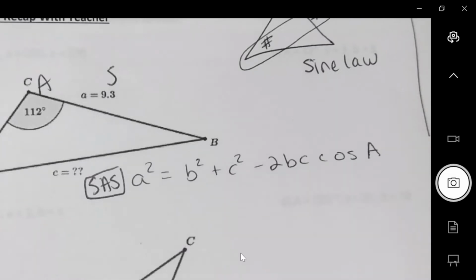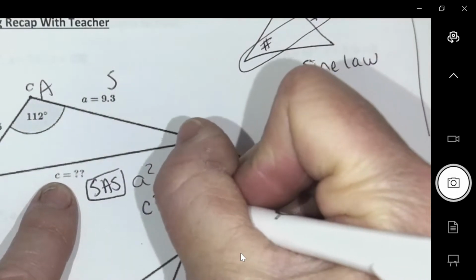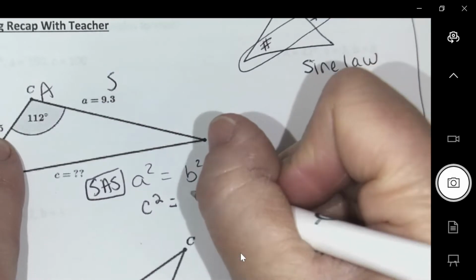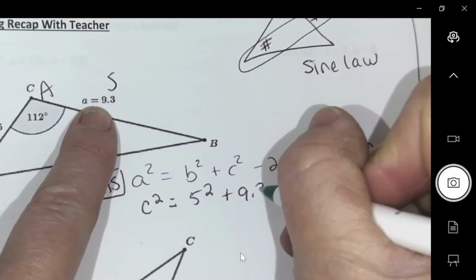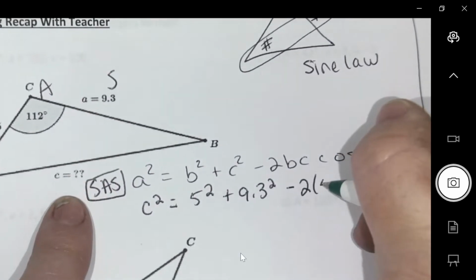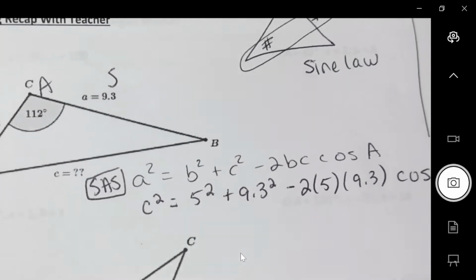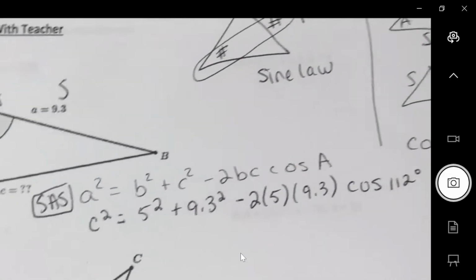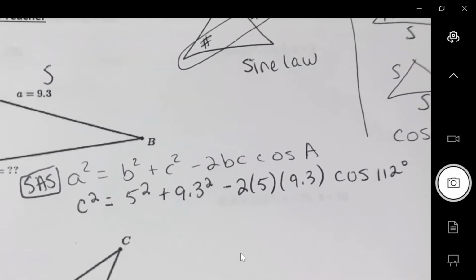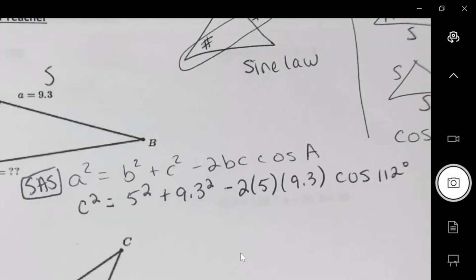Okay, this was a little confusing because that'll be on your formula sheet, but I have A, B, C in different places, I guess, right? So we'll just match up to what we have here. So I actually want to know C. So C squared equals 5 squared plus 9.3 squared minus 2 times 5 times 9.3 cos of 112 degrees. So this one is where you type it all in, and then you square root your answer when you're done.